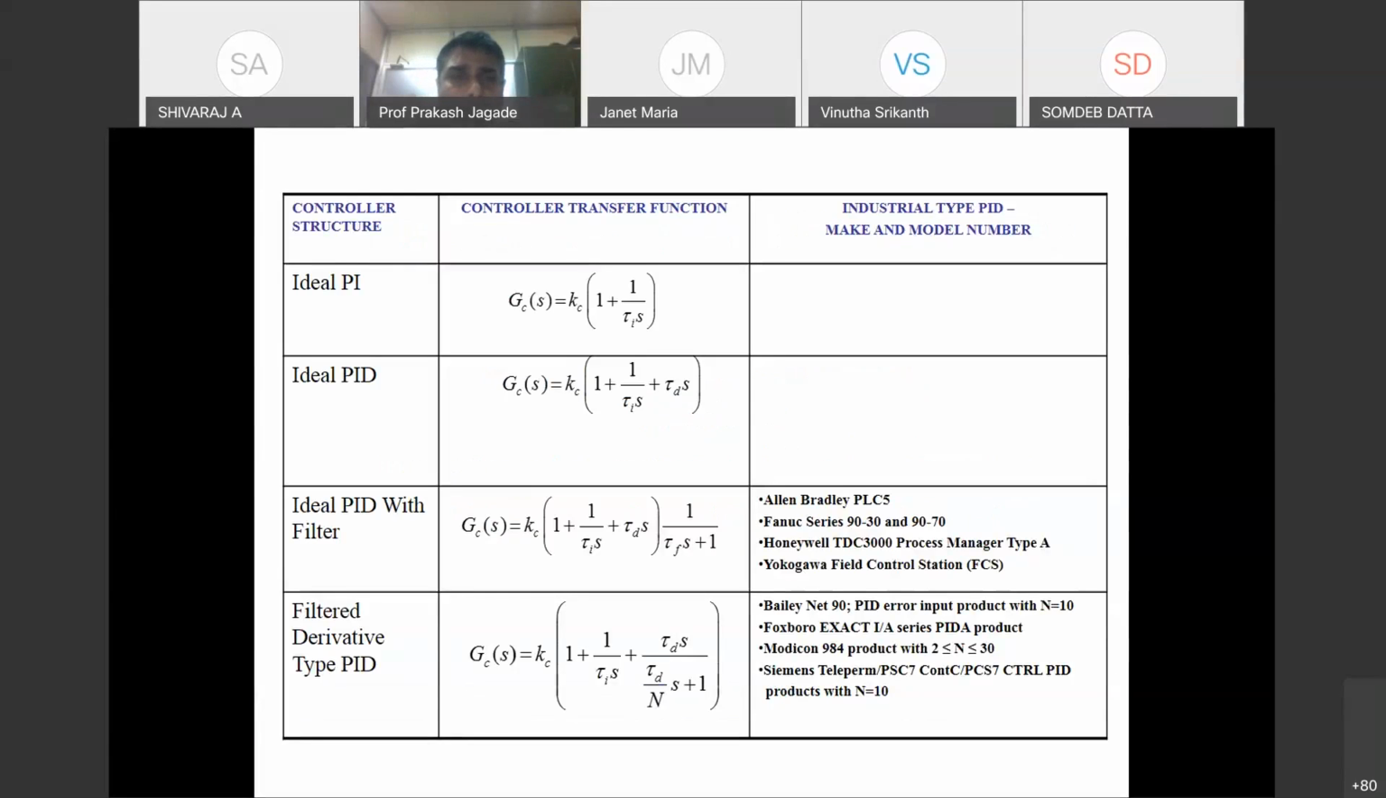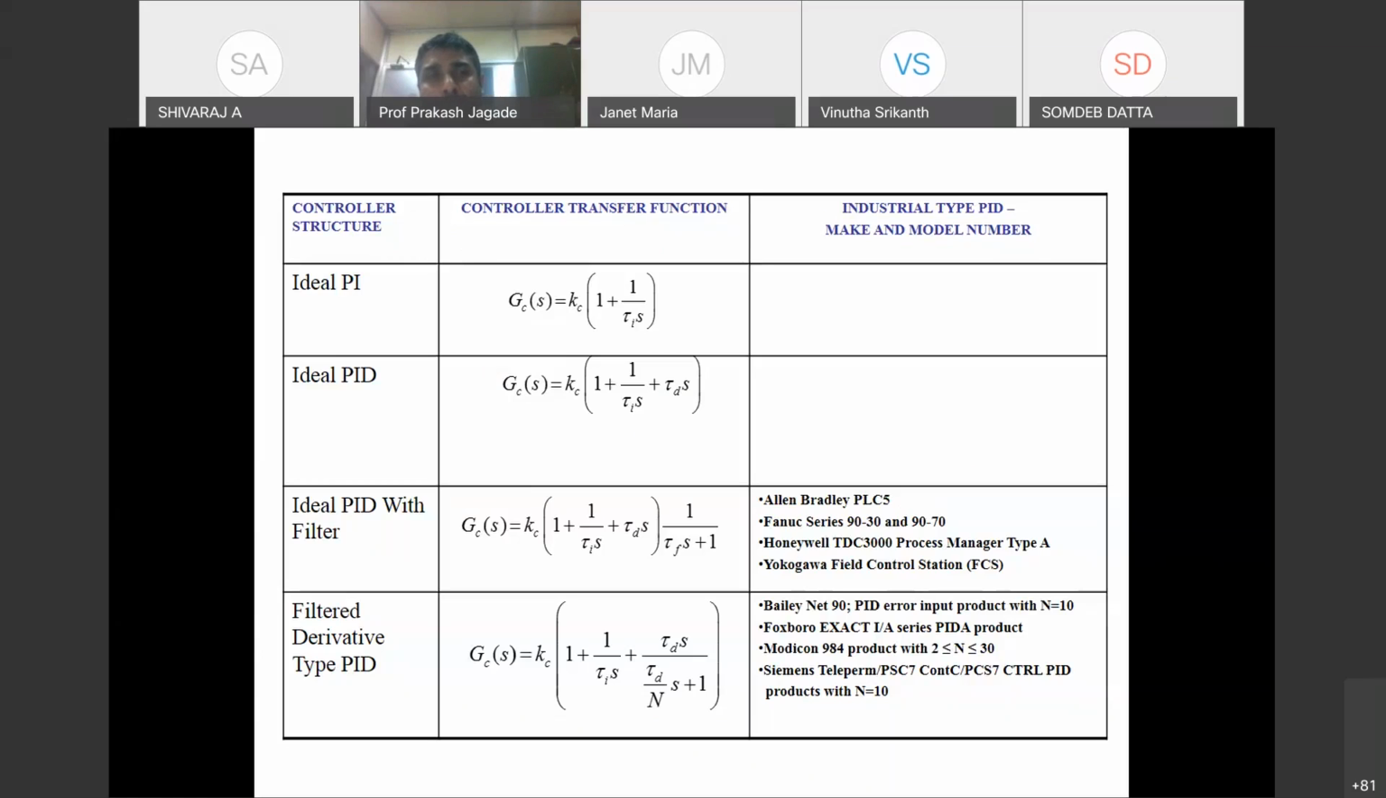Here in this slide, in the table, in the first column, the structure of the controller has been presented, the controller structure. In the second column, the transfer function associated with the controller structure has been presented. And in the last column, the third column, the make and model number of a PID controller. So that industrial type PID controller has been presented.